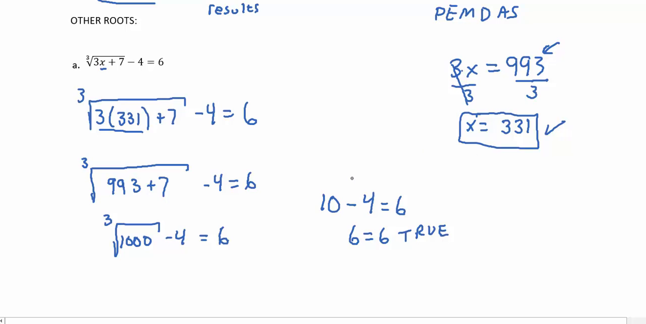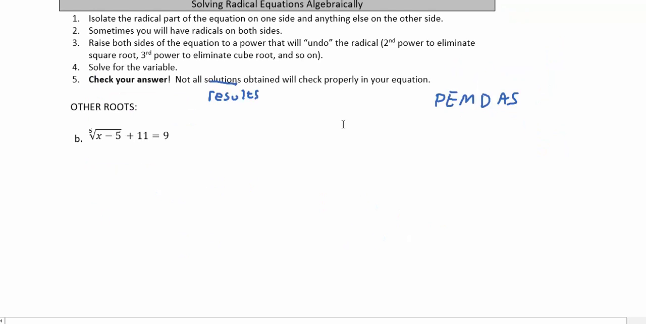So I think if you have the patience, I have one more example that I'm going to do. Just to be thorough, I want to make sure that you see that this process works for any index, not just 2 or 3. So I'm going to do one where the index is a 5.